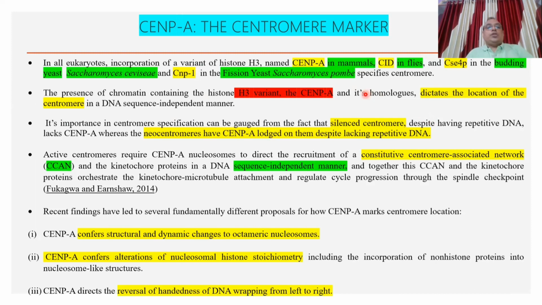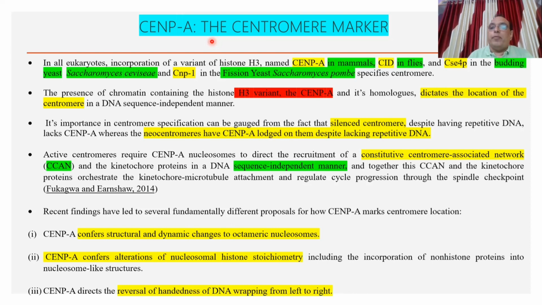Going ahead, CENP-A. What is CENP-A? So I have taught you in the chromosome classes that the chromosome is basically made up of nucleosomes. What are nucleosomes? Nucleosomes are DNA wrapped around histone cores. What is the histone core? The histone core is an octamer. This octamer is made up of histones, which are basic proteins, and it is made up of H2A, H2B, H3, and H4. So there are 4 types, and one H1 is linked to the linker DNA. Here we are concerned with the octamer.